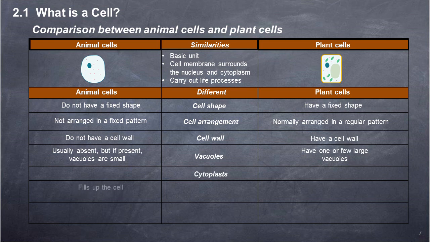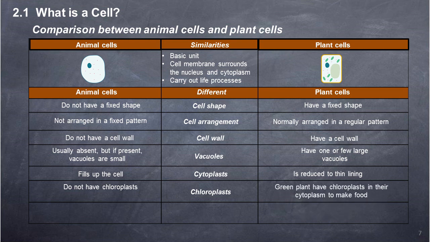Cytoplasm. In animal cells, it fills up the cell. In plant cells, it is reduced to a thin lining. Chloroplasts. Animal cells do not have chloroplasts. Green plants have chloroplasts in their cytoplasm to make food. Food storage. Animal cells store food in the form of glycogen granules. Plant cells store food in the form of starch grains.